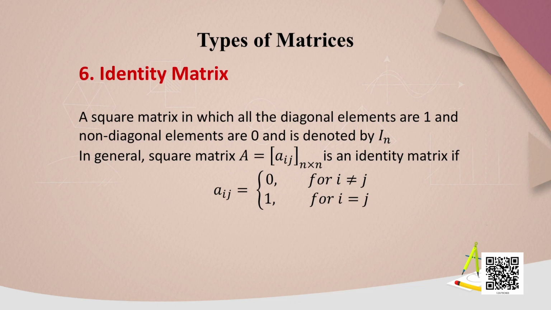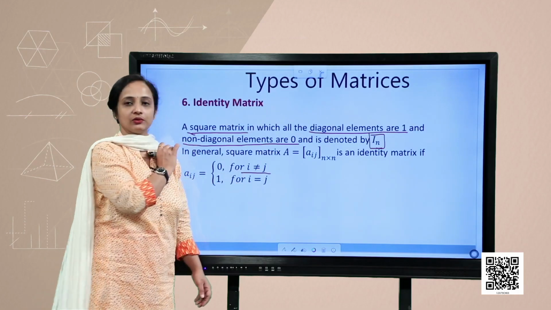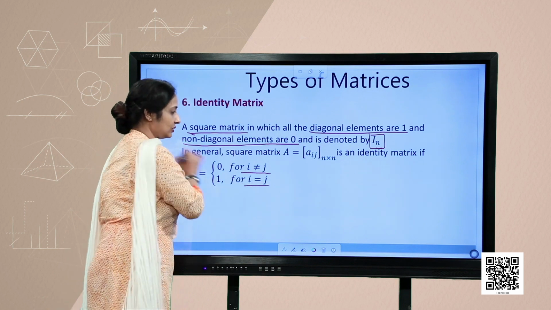So the next type of matrix is the identity matrix. This is a square matrix in which all the diagonal elements are 1, but all the non-diagonal elements are 0, and this is denoted by capital I. The subscript is the order of the matrix I. In general, you can also say a square matrix A consisting of elements Aij of order n by n is an identity matrix if Aij, the elements, are 0 for i not equal to j and they are 1 for i equal to j.